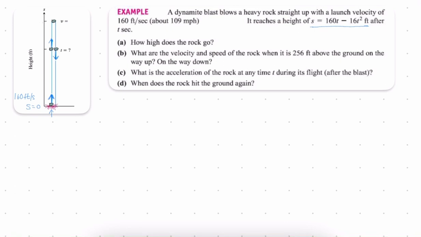Then the displacement of the rock will keep increasing until it reaches the maximum height. So I can label here s maximum, the maximum traveling path. Then of course it will come back down again and reach the ground. Basically this information is given, and we can draw out the diagram to help our understanding of these application questions.